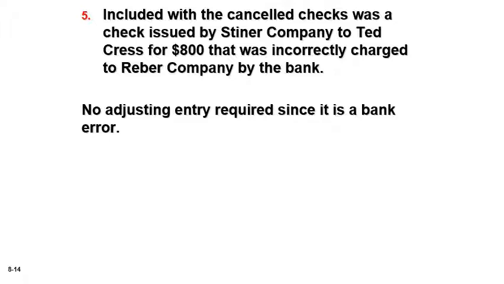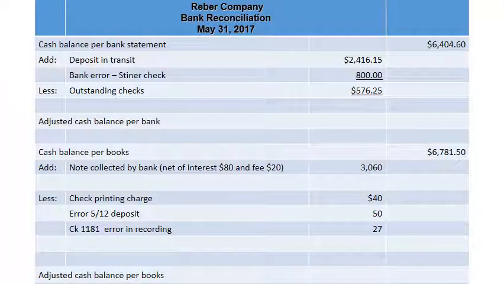Included with the canceled check was a check issued by Steiner to Ted Kress for $800. So this was incorrectly charged to us by the bank. So this is a bank error. So we didn't do anything wrong. The bank did it. So there's no adjustment on our side, but there is an adjustment on the bank side. So the bank took money out that should not have been taken out. So that needs to be added back to our balance, and the bank needs to correct it. So there will have to be a phone call made to the bank, and the bank is going to have to fix their information.